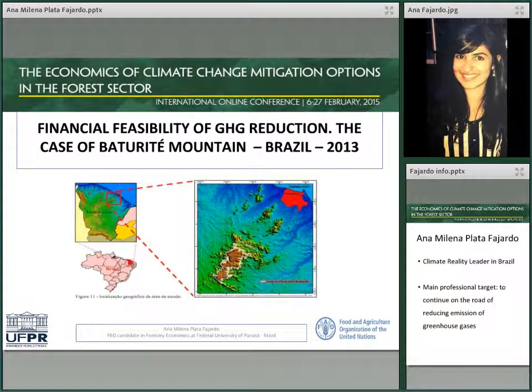The objective of this study was to quantify and assess the financial viability of the generation of carbon credits in the Baturité mountain, an area of 7,000 hectares of tropical mountain subhumid forests. In terms of AFOLU, Baturité mountain encompasses an area for a reforestation project. Reforestation refers to activities that create a forest on what was no forest for 10 years.